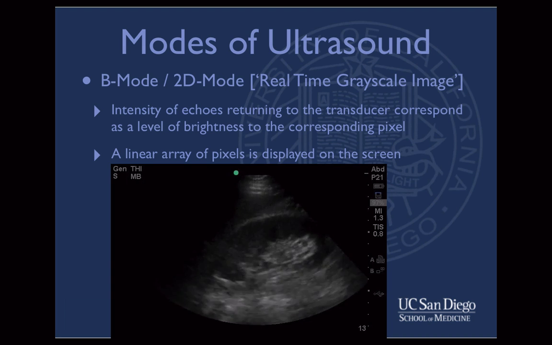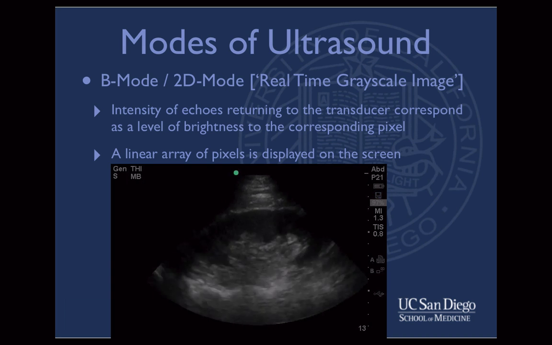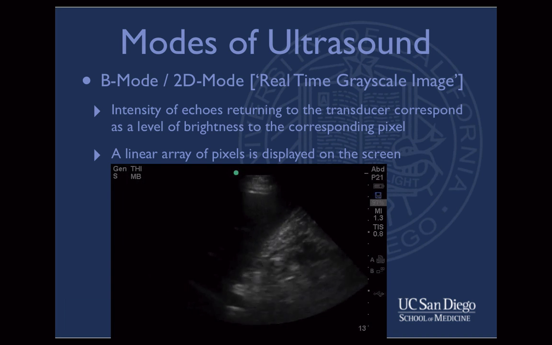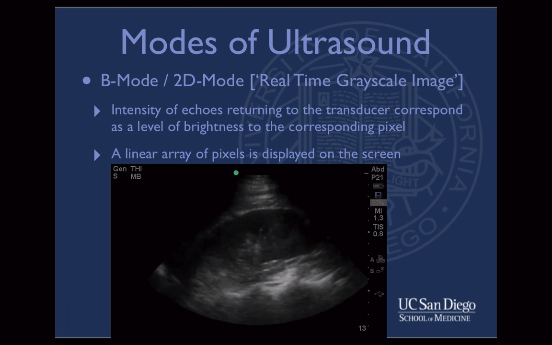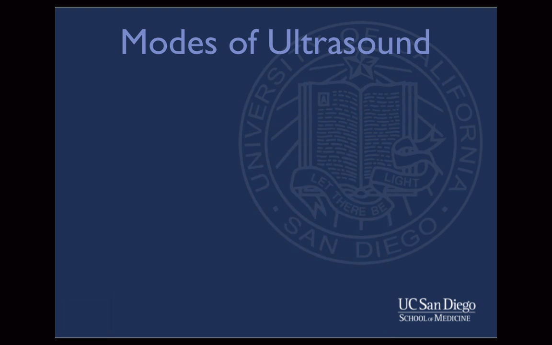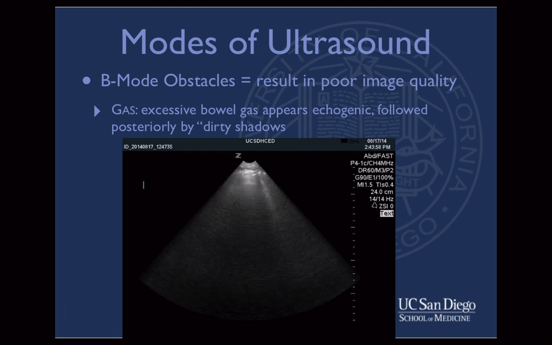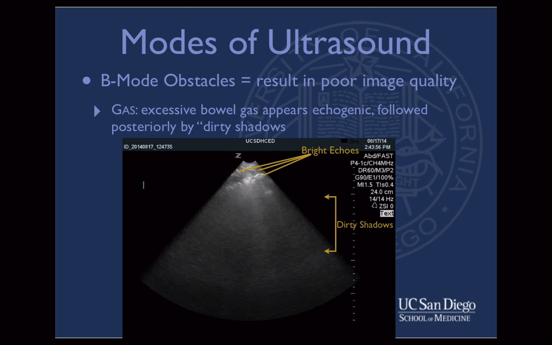As demonstrated by the video clip, another function of B mode is to allow real-time scanning, or the ability to display motion in the field of view. When scanning in B mode, there are two major obstacles to consider. The first is excessive bowel gas, which tends to cause an irregular display of bright echoes, followed posteriorly by dirty shadows. This shadowing results in poor image quality.